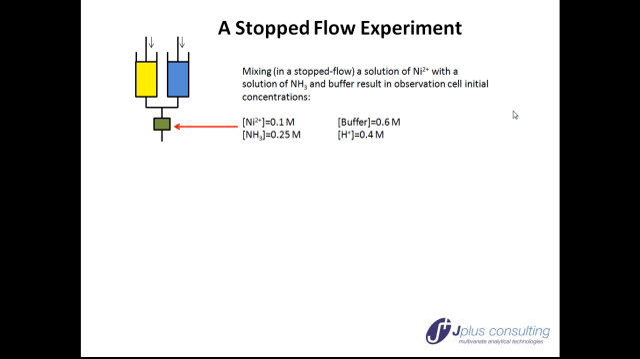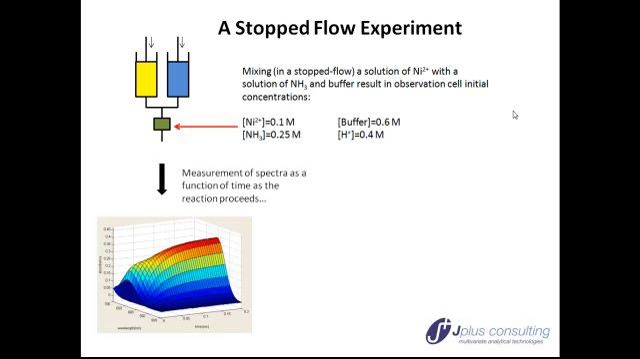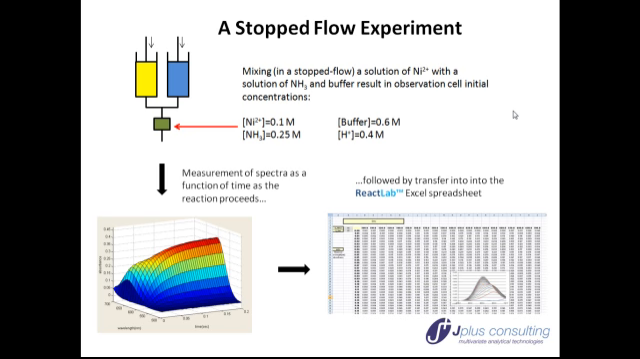The experiment itself is carried out on a stopped-flow. This kinetic instrument is designed to enable the rapid mixing of chemical reagents to initiate a reaction, which are then injected into an observation cell, where the progress of the subsequent reaction may be observed spectrophotometrically as a function of time. In this example, we mix a solution of acidified nickel and an ammonia solution and collect absorption spectra over the wavelength range 500 to 700 nanometers at time intervals of 0.05 seconds. The data are transferred to the data worksheet of the ReactLab Kinetics Excel workbook.